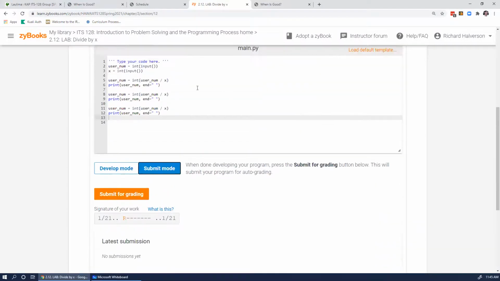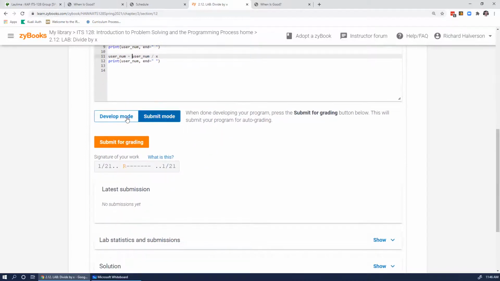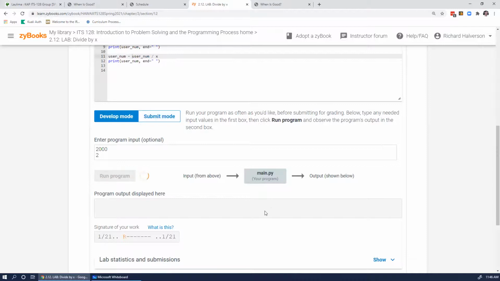Now, let's see what happens. I'm going to take the ints out and see what happens when it's floating point. I want to see what the error message looks like. So I'm going to click on submit. Okay, first of all, click on development and see what it looks like. It looks like that, which is not the right answer.